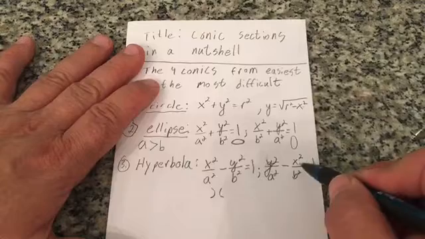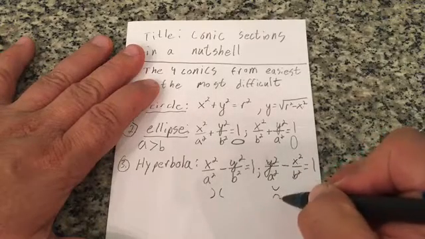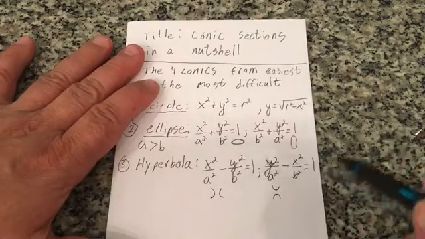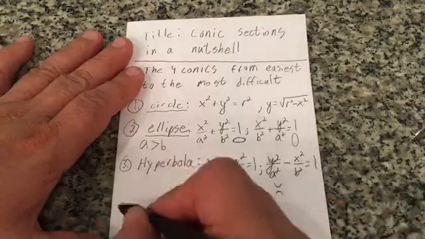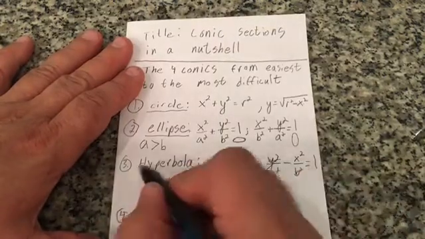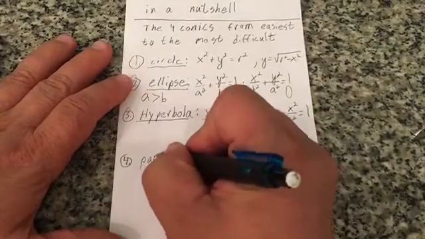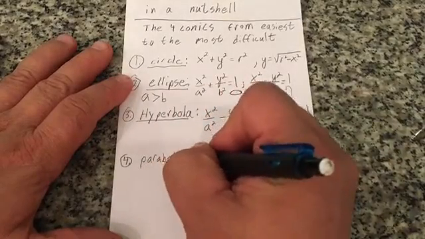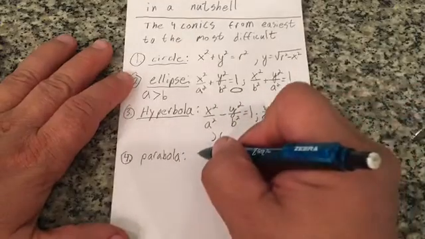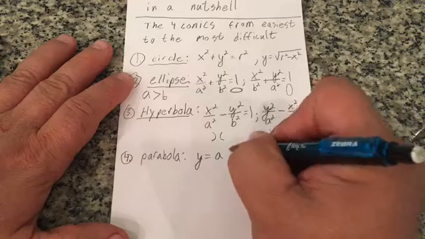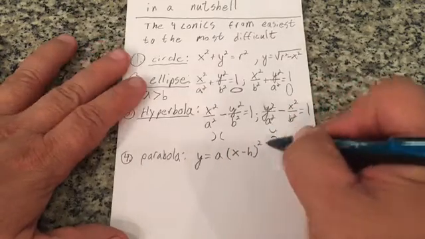When the x squared is in the back and the y squared is in front, it's going to be a vertical shape. So we have a circle, an ellipse, and a hyperbola. The most difficult one you've been dealing with for a long time is the parabola. Now this is the college level of the parabola. You're used to seeing vertex form: y equals a, parentheses, x minus h squared, plus k.